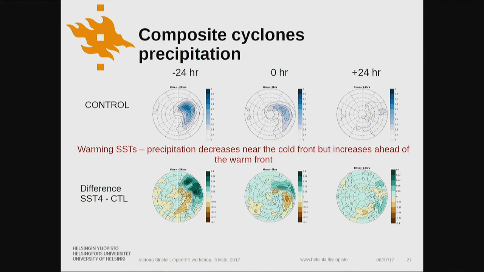Here, these blue colors show an increase in precipitation, and these brown colors show a decrease in precipitation. So you can see that the area of the precipitation is shifting, moving almost like ahead of the warm front. You could almost think that the precipitation associated with the cold front is decreasing, but the precipitation associated with the warm front is potentially increasing. So this maybe suggests that there's some change in the structure of the fronts in the cyclones.